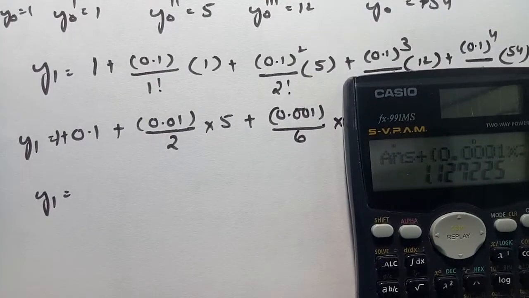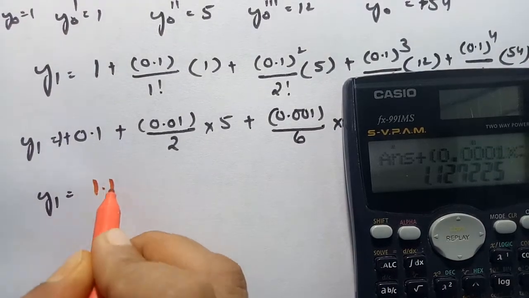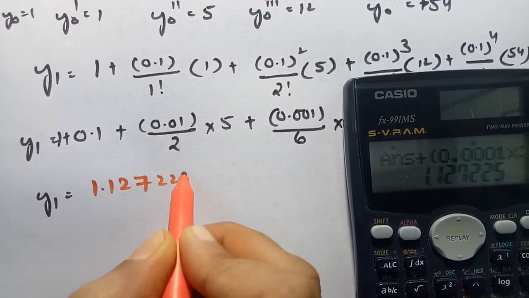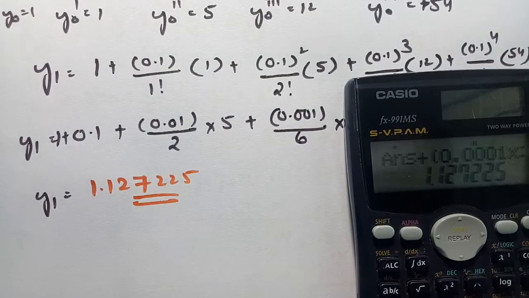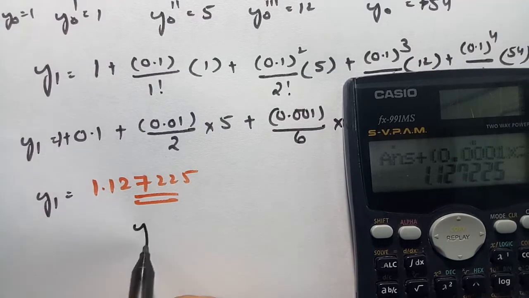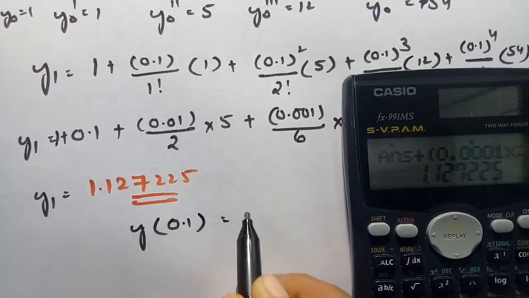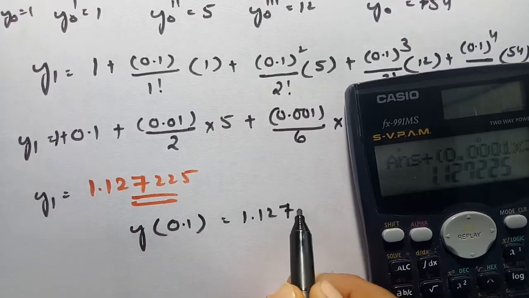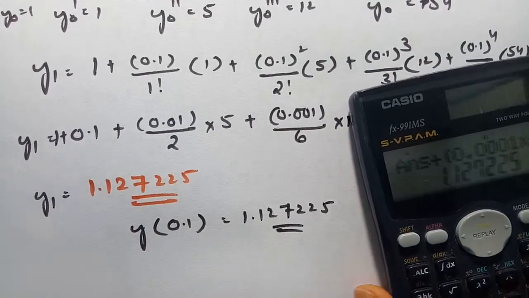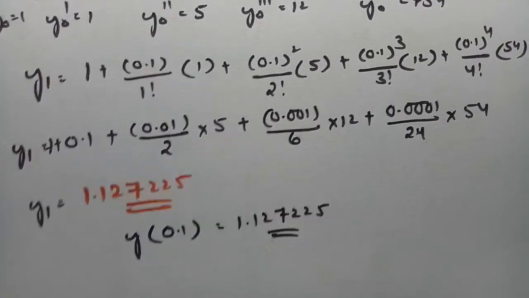So how much is this value? This is 1.127225. So how much is the value? 1.127. So we got the value at y at x1. So y at 0.1 value is nothing but 1.127, this is 225. So this is the value which is asked in the question.